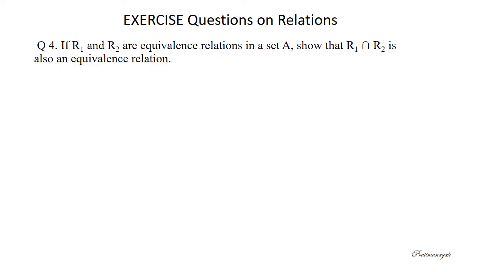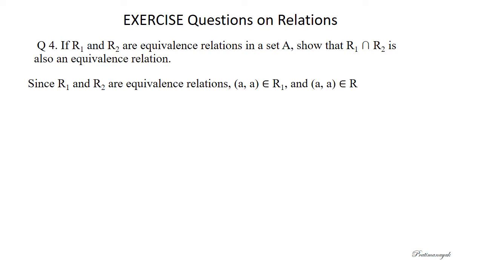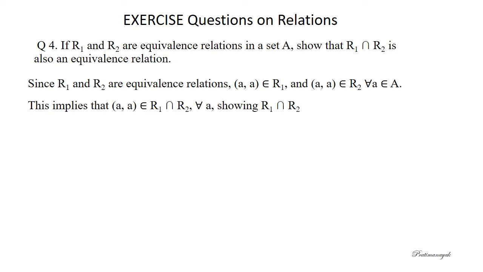If R1 and R2 are equivalence relations in a set A, then the intersection of R1 and R2 is also an equivalence relation. R1 and R2 are equivalence relations defined on set A. So we will take an ordered pair (a, a). This belongs to R1 as well as it belongs to R2 for all a belonging to set A. This implies that (a, a) belongs to R1 intersection R2 for all a belonging to set A, showing that R1 intersection R2 is reflexive.